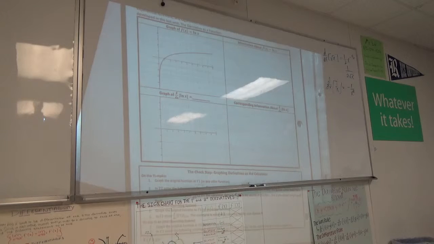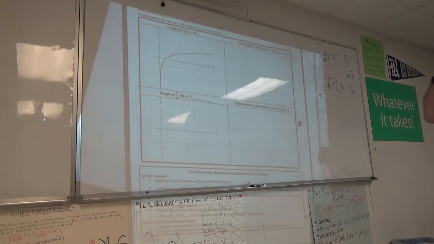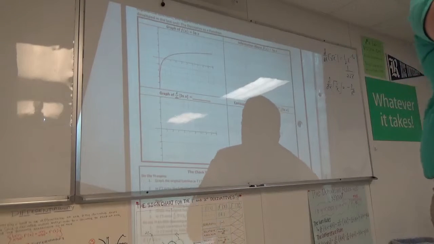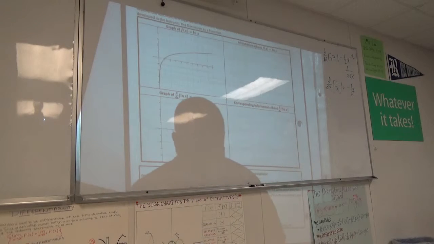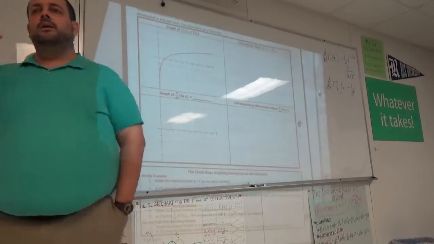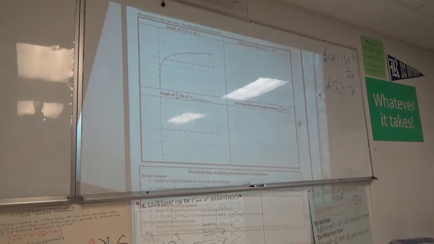Remember, I used to ask you questions like, the original function is increasing. What does this mean about f prime? Positive. If the original function f is increasing, then f prime, David, what do you know about f prime? f prime is positive. What if f has a point of inflection? What do we know? f prime changes from increasing to decreasing or decreasing to increasing.